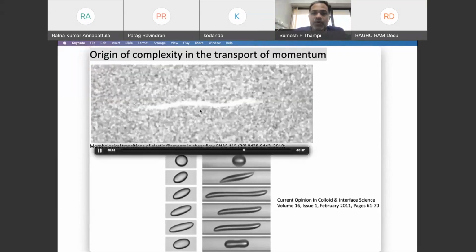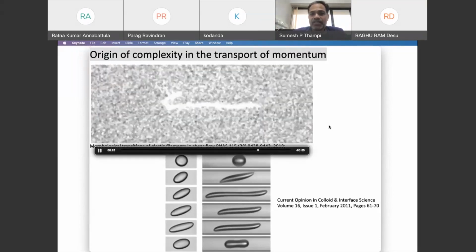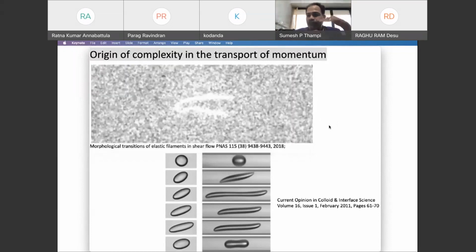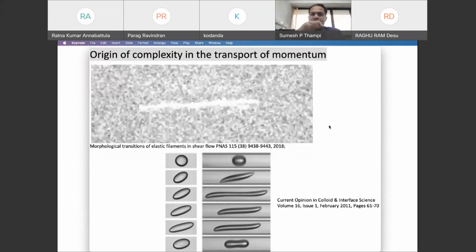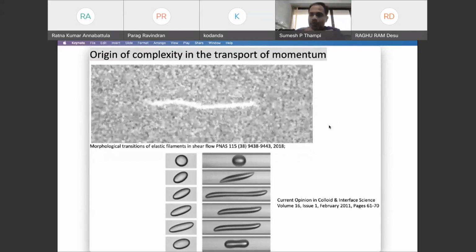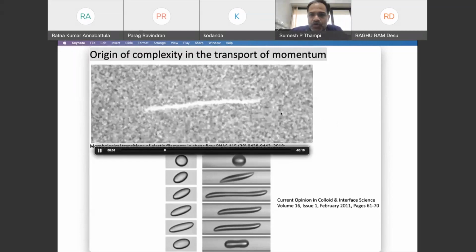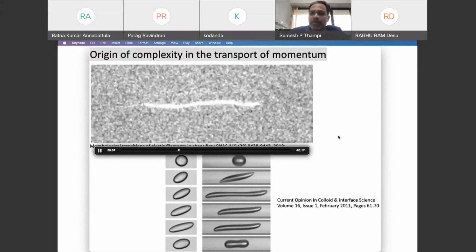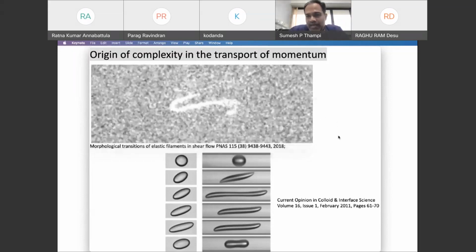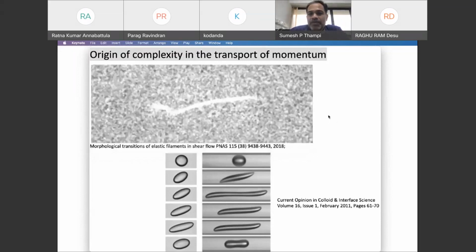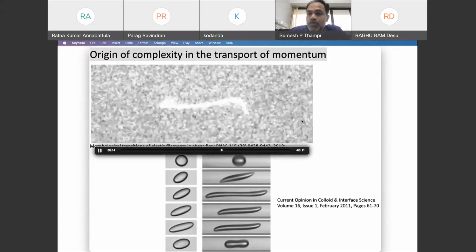Over and above, this filament is undergoing several things. One is that it's basically folding itself, and as a result of that, it's also undergoing some sort of a tumbling motion. So the presence of a flow around this filament is making the filament do certain actions, which wouldn't happen if you were to think about it on a molecular scale.